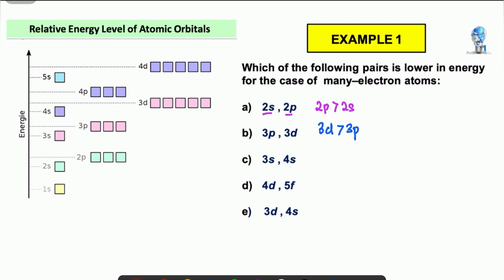And let's see 3s and 4s. Okay, so clearly you can see that 4s is larger than 3s. And then, okay, 4d and 5f. Okay, 5f is not listed here, but of course we know that it is higher compared to the 4d.